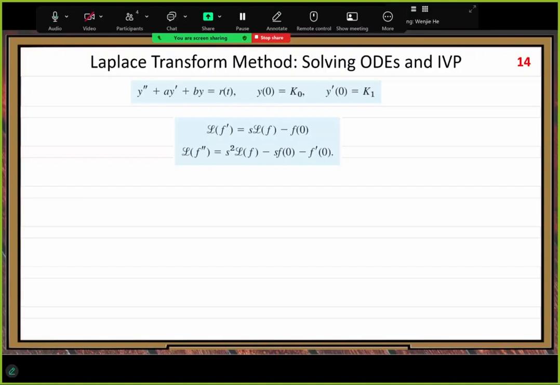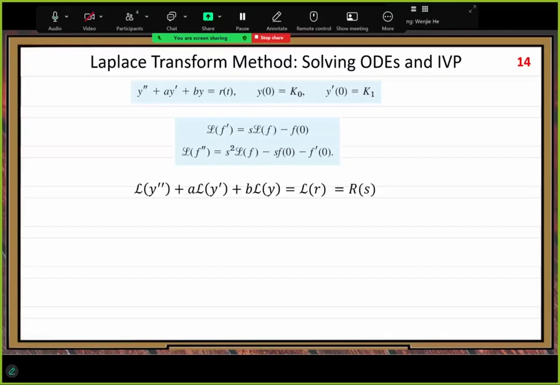Here we use these two formulas, but we replace the f function by the y function. Then we apply the linearity property: the Laplace transform of each term. So we get that.